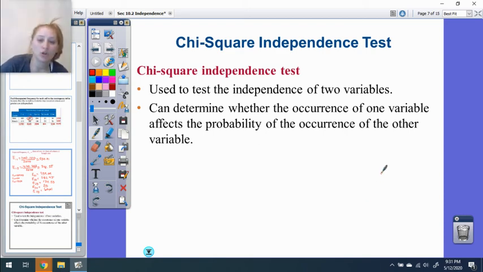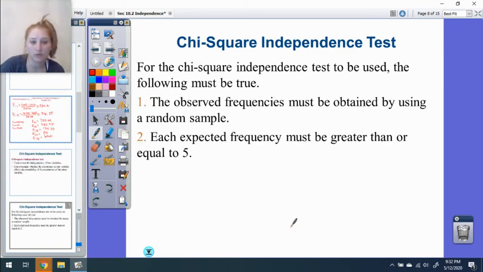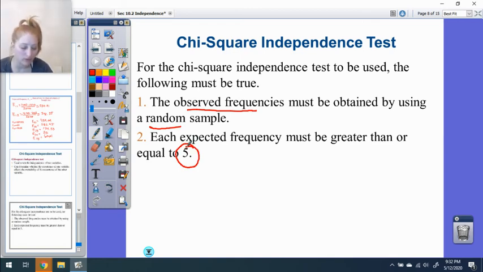What our test is going to do is determine if the occurrence of one of the variables is affecting the second variable's probability. Some things to keep in mind: you have to obtain your observed frequencies by using a random sample, and your expected frequency has to be greater than or equal to 5 in order for this to work.